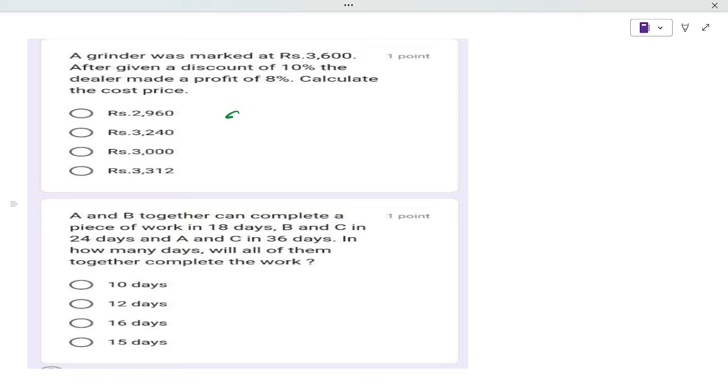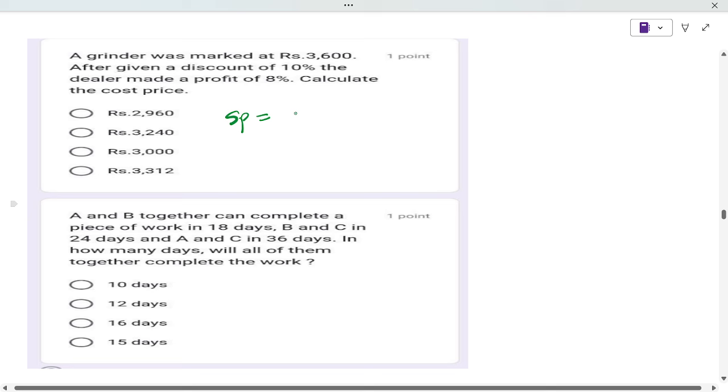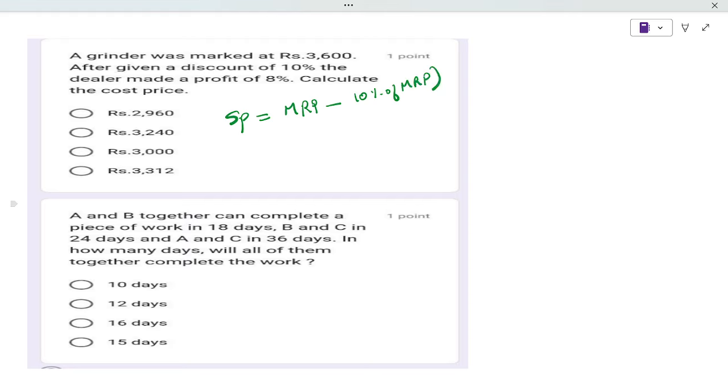The 10% discount was given on the market price, the MRP, and that gives the selling price. We have to find it now. So what is the market price? 3600 minus 10% of 3600, which is what? 360, right? So subtract, you will get 3240. So the selling price is 3240.